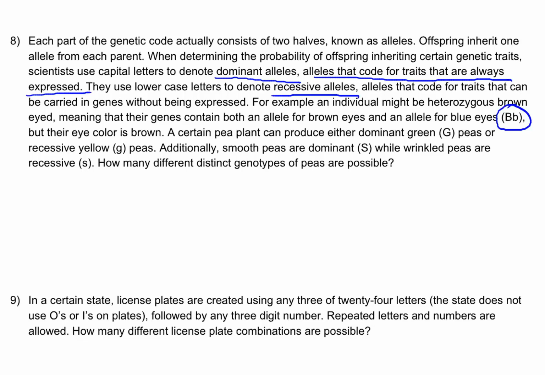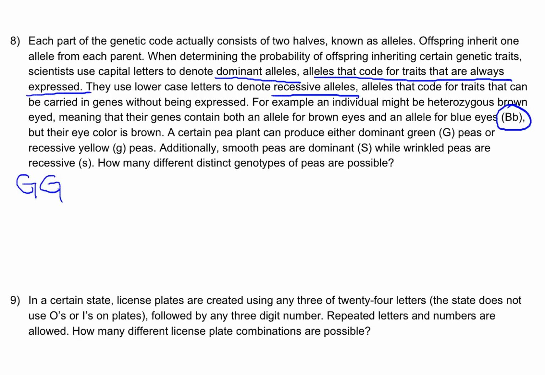They get one from their mother and one from their father. Okay, so the possibility is either that they get a capital G from mom and also a capital G from dad. It's a mommy plant and a daddy plant, but you guys get what I mean. So it's possible that both alleles are G for green. What other possibilities are there?